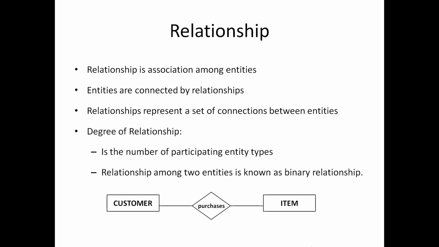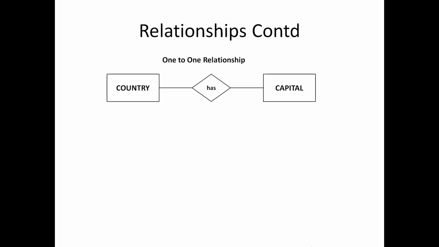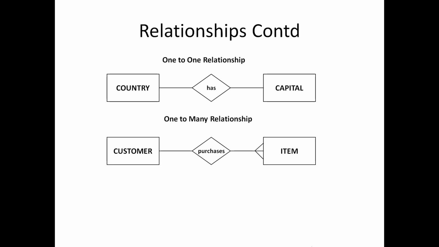Customer purchases ATM, right? So that's a relationship between a customer entity and an ATM entity. So continuing on the same, there could be multiple types of relationship: one-to-one relationship, one-to-many relationship. One-to-one is like country has capital, because a country will always have one capital. So one country has one capital. One-to-many: now one customer can purchase multiple ATMs, right? So there is only one customer purchasing multiple ATMs. That becomes a one-to-many relationship.